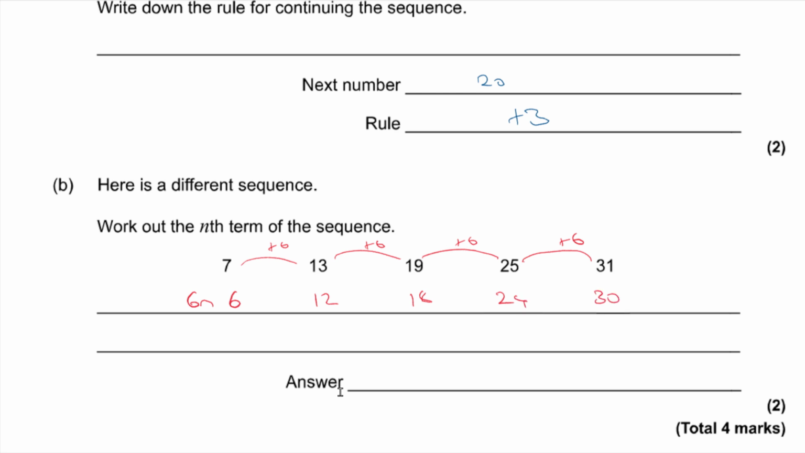That's quite like my number sequence there, except each one of my numbers is 1 less than the numbers in the sequence I've been given. So if I take 6n and I add 1 to it, 6n plus 1, that's going to give me 7, 13, 19, 25, 31, isn't it? So my nth term for this sequence, un, is equal to 6n plus 1.